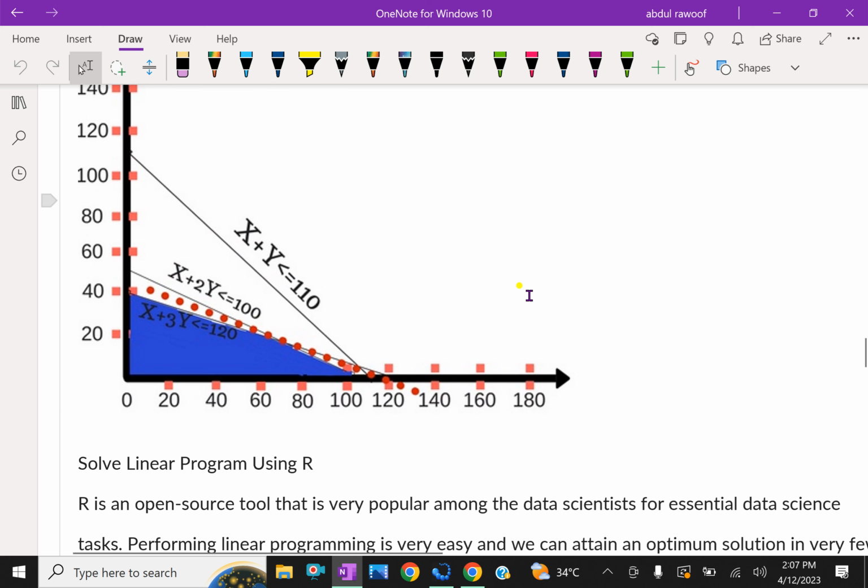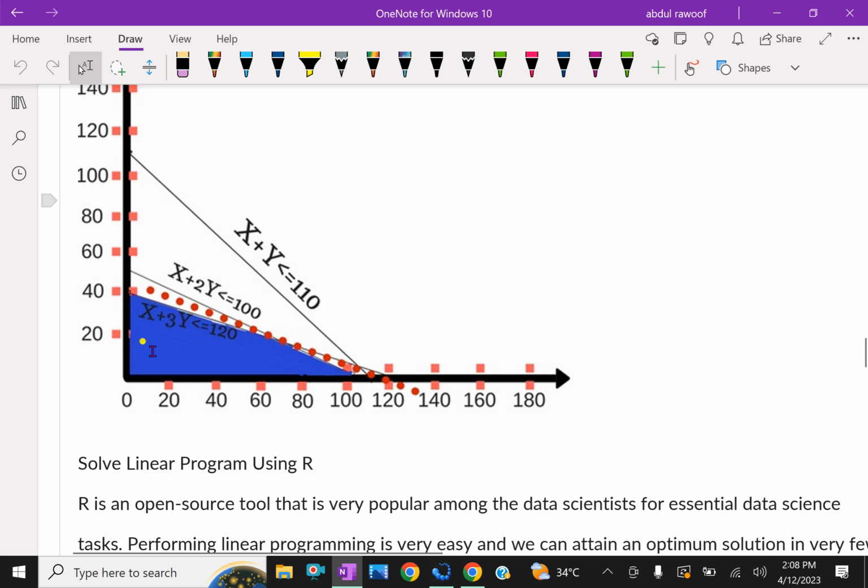First we have to draw the graph for x plus y equals 110. Put x equals 0, y is 110, and put y equals 0, x is 110, then draw this line. Now put x plus 2y equals 100. Put x equals 0, then 2y is 100, y is 50. Put y equals 0, x is 100. Here x is 0, y is 50. Here this line.